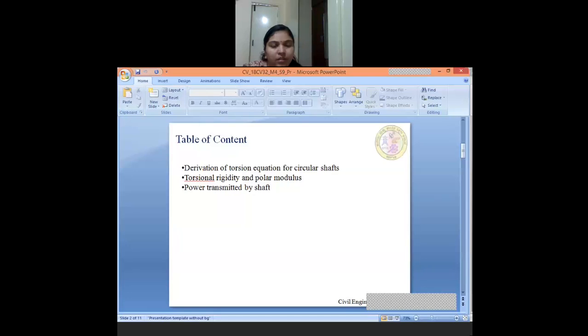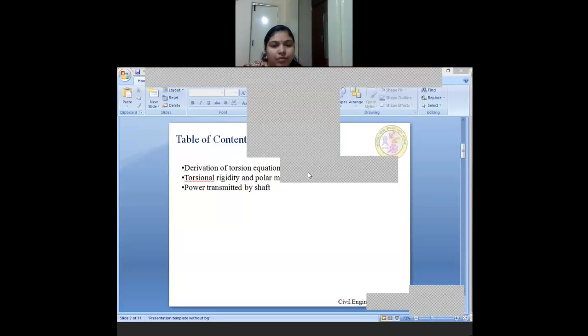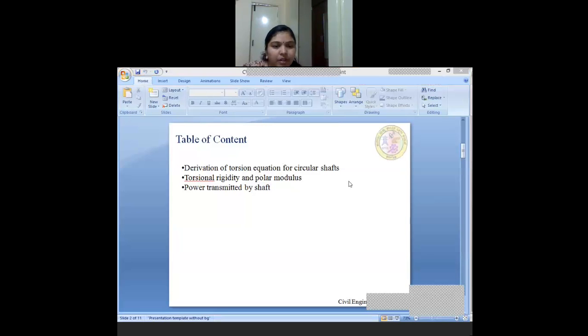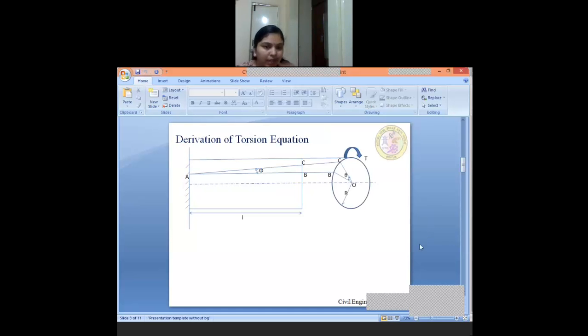Hello. Today we will be discussing torsion. So, what will we be discussing? The basic discussion will be on the derivation of the torsional equation, the circular shaft, torsional rigidity, and polar modulus, that is polar moment of inertia also, and how we twist the shaft. So, let us start with the derivation of the torsional equation.